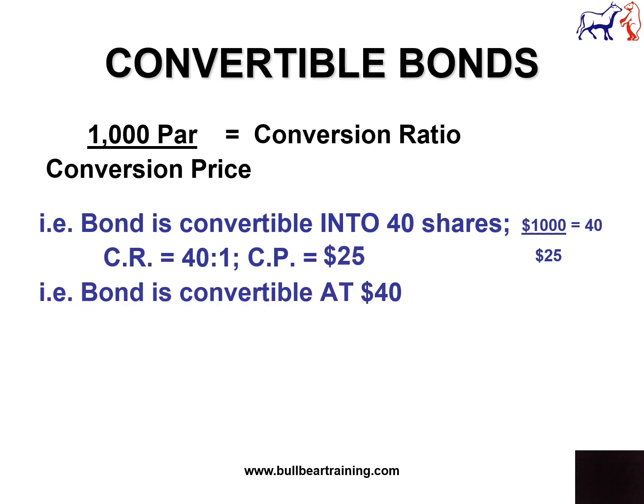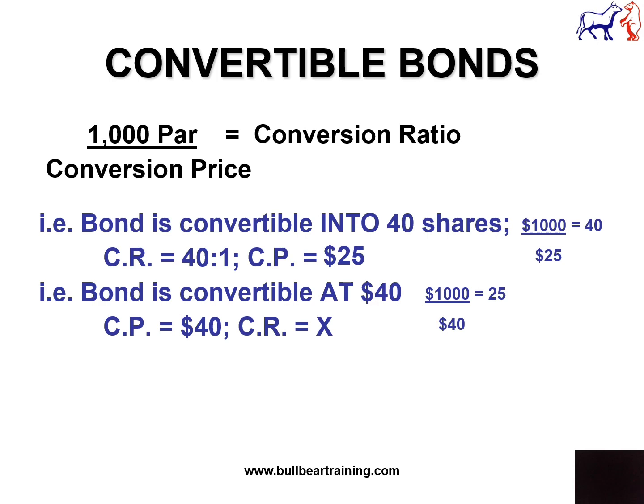Or they could give you that the bond is convertible at $40. In that case, they gave you the conversion price. So implicitly, they gave you the conversion ratio. In this case, it would be 25 to 1. One bond is convertible into 25 shares of the stock at the price of $40. Again, that's buying the bond at $1,000 par.